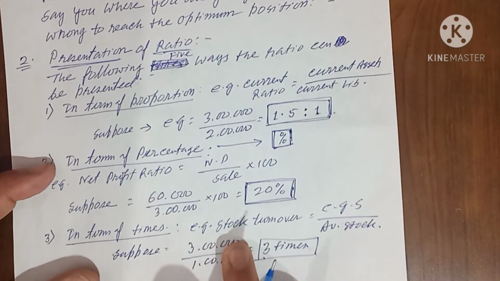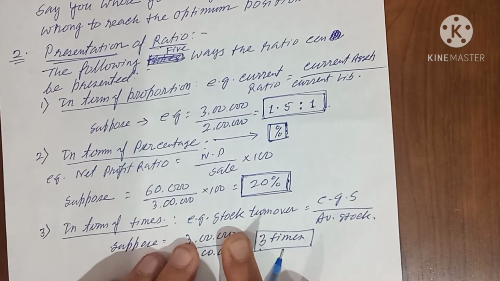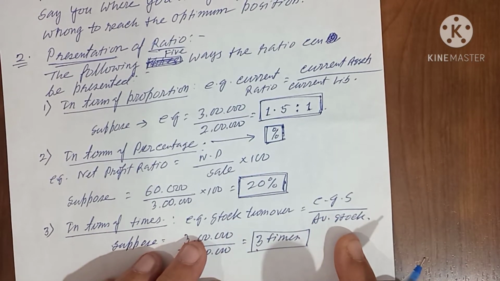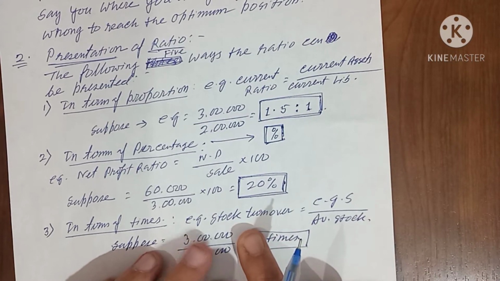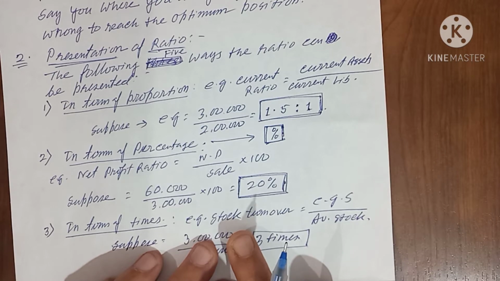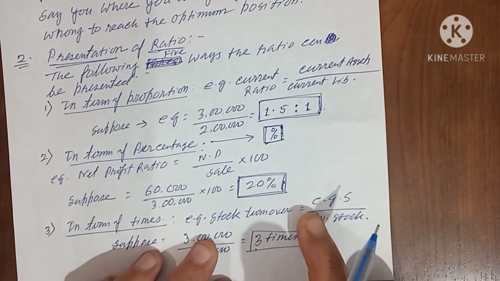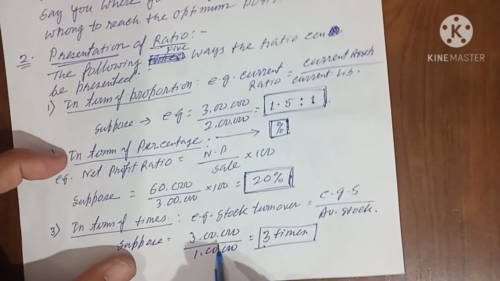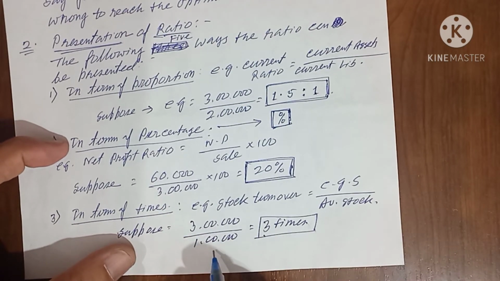As for example, stock turnover ratio. Stock turnover ratio is equal to cost of goods sold by average stock. One formula is there that I told you. One ratio formula I have taken to make you understand. Stock turnover is equal to cost of goods sold by average stock. Suppose cost of goods sold is 3 lakh and average stock is 1 lakh.